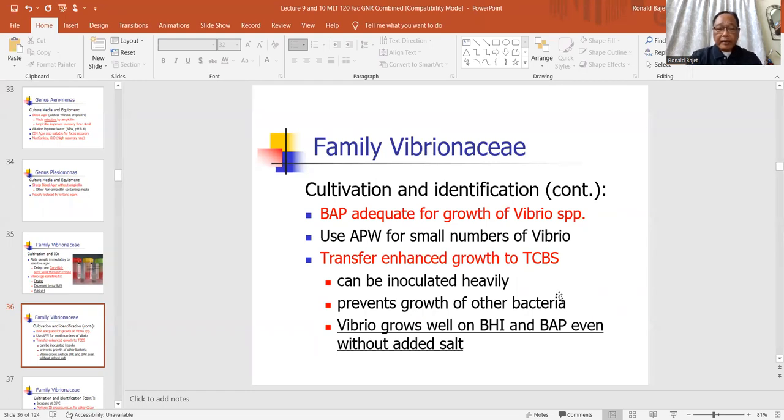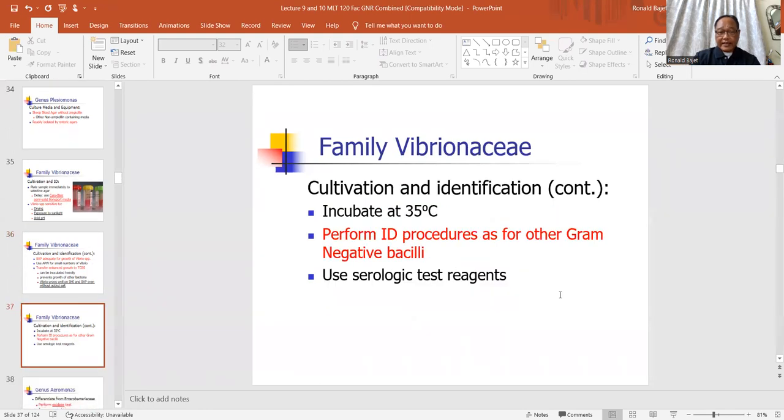Culture techniques, blood agar plates are adequate for growing Vibrio. But once you get it growing, once you do the oxidase and you see that you have curved gram-negative rods, you want to transfer your colonies and enhance growth on a TCBS plate, okay? Even though it will grow well on brain heart infusion, that's BHI, and blood agar plate, even without the added salt. But TCBS is selective. That's its favorite medium. TCBS is for Vibrio.